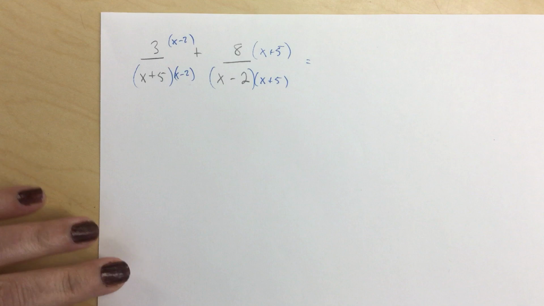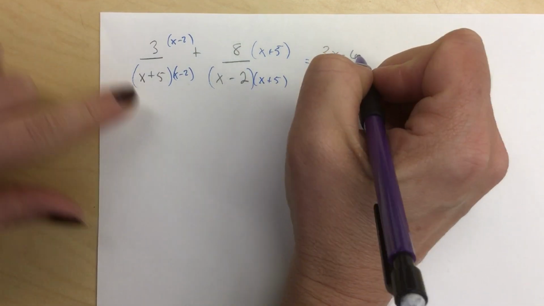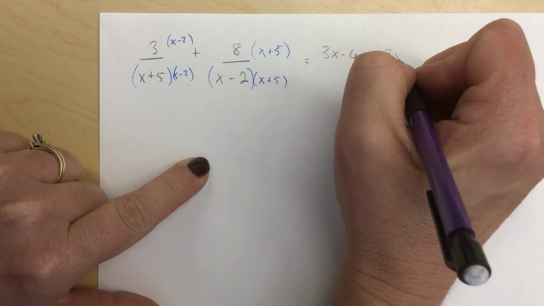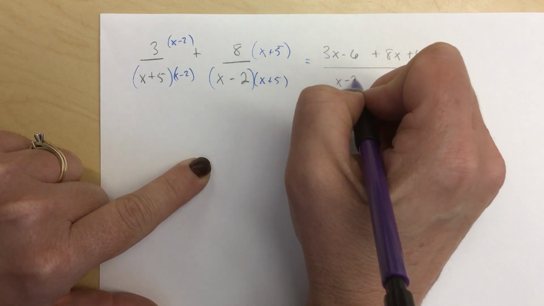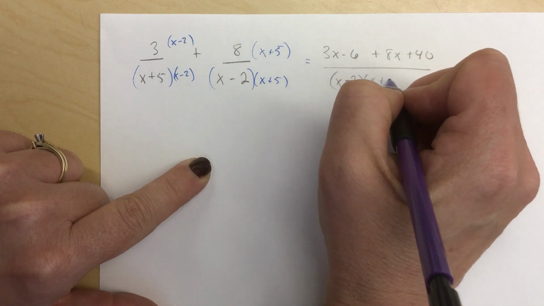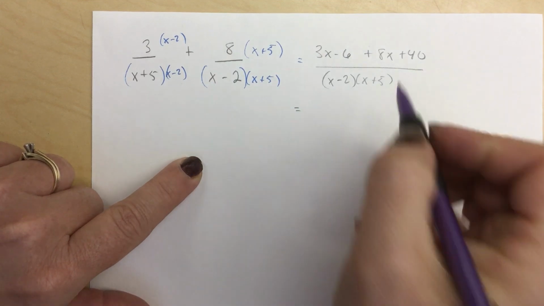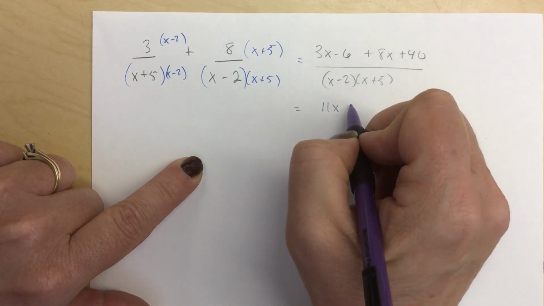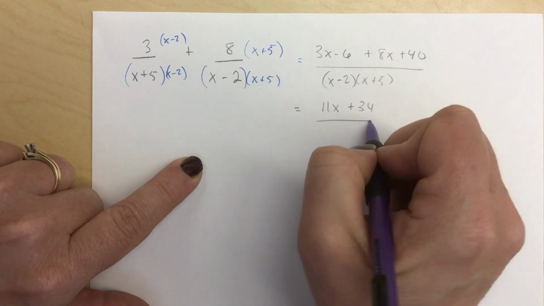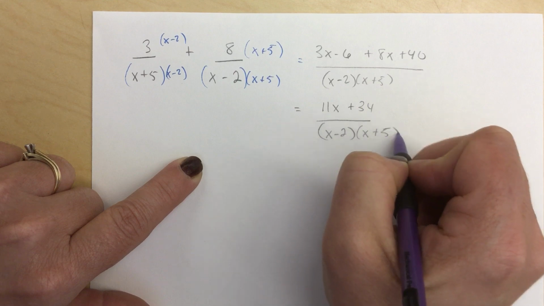So then my numerator will be 3x minus 6 plus 8x plus 40 over x minus 2 times x plus 5. If we combine like terms, 8 plus 3 is 11, so we have 11x. 40 minus 6 is 34, over x minus 2 times x plus 5.